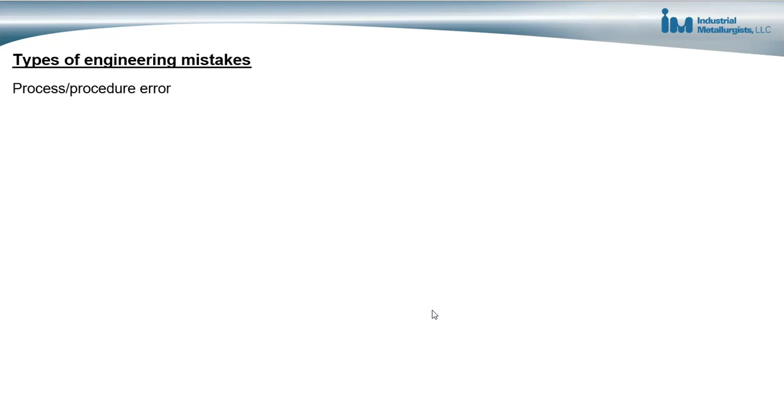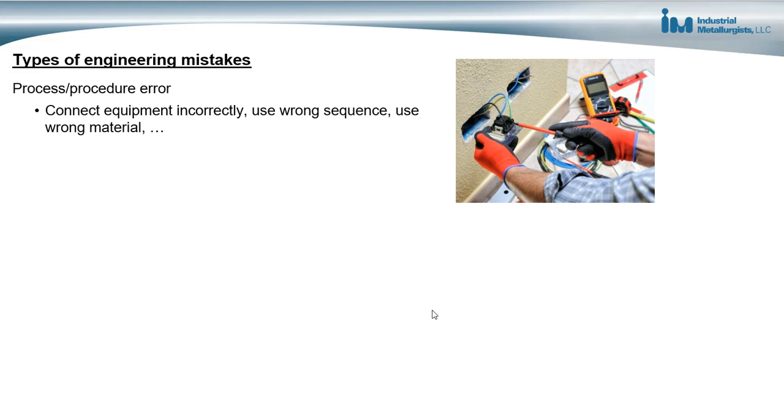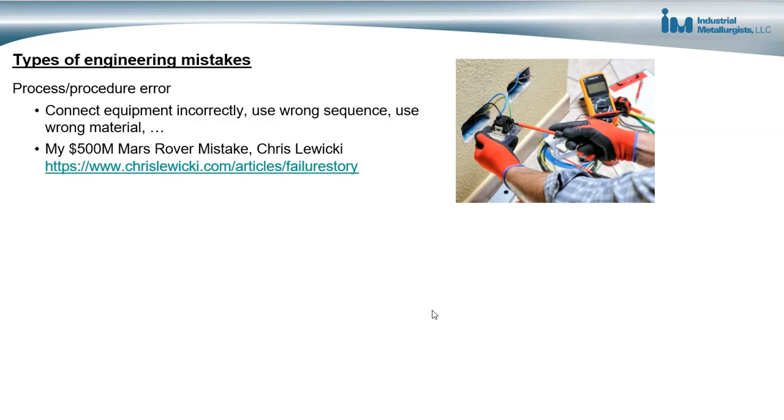The first is a process or procedure error when someone is performing a task or doing a test or running a manufacturing process, evaluating a material, and so on. And there's an error in the process, the procedure. We're familiar with that process and the procedure, but mistakes occur. So this can be connecting equipment incorrectly, using the wrong sequence for doing the steps, using the wrong material, and so on. So we are familiar with the process. We just make a mistake for one reason or another, and I'll talk about the reason for the mistakes.